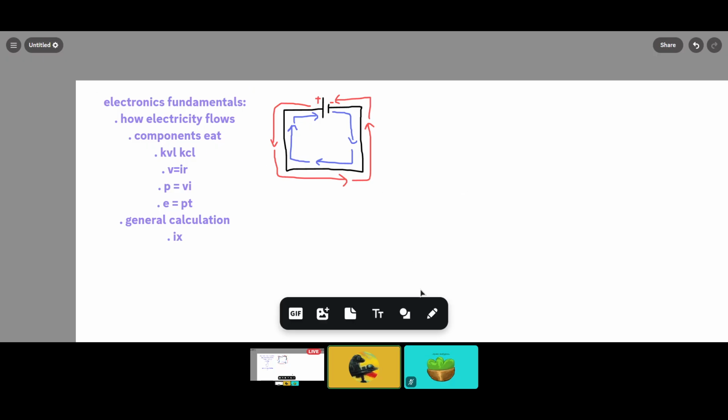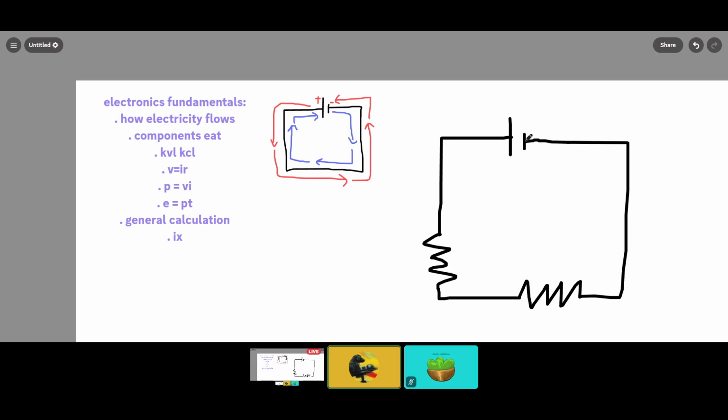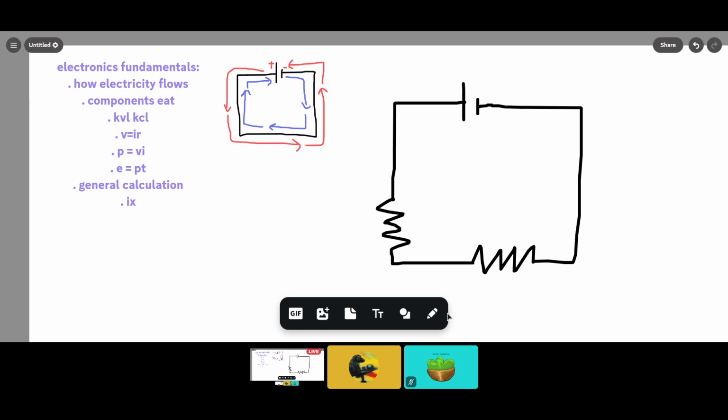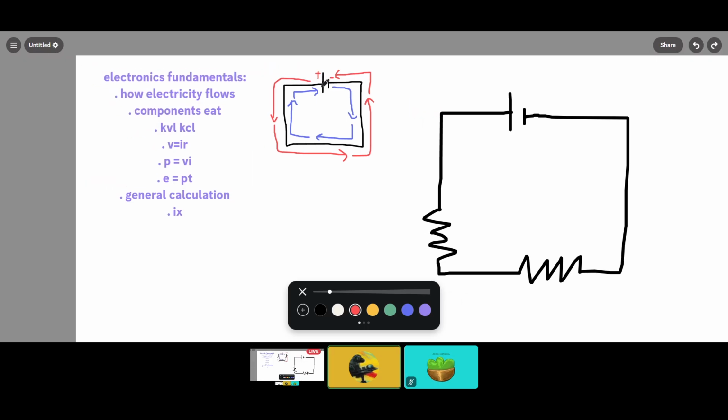Next, components eat. Let's say I have this circuit: battery here, resistor here, another resistor here, and then it closes. What I mean by components eat is that the battery actually provides a voltage for this circuit. What the voltage does is it pushes the electrons, or makes it so that current moves. Oh, I forgot to mention, when there is no path from positive to negative, current won't flow.